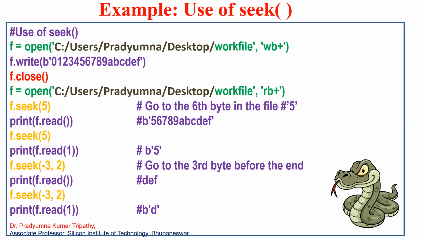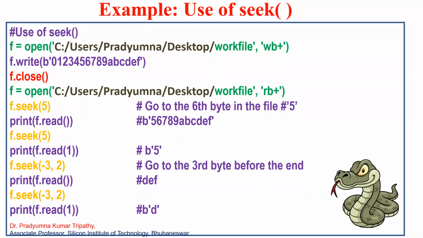That means rb, wb, ab, or rb+, wb+, ab+. So if you add the second character b to the file opening mode, then that file becomes a binary file. Correct? Although we have not yet read a binary file, just remember that if you want to write into a binary file or read from a binary file, the file has to be opened in binary mode.